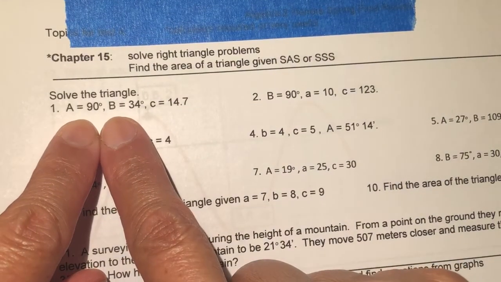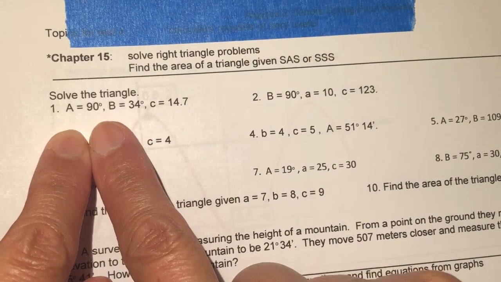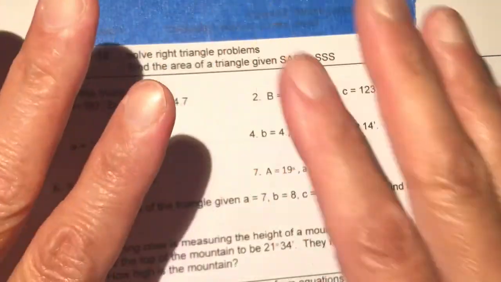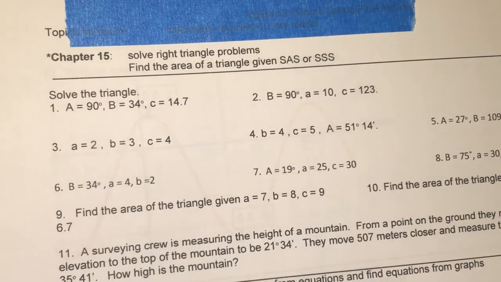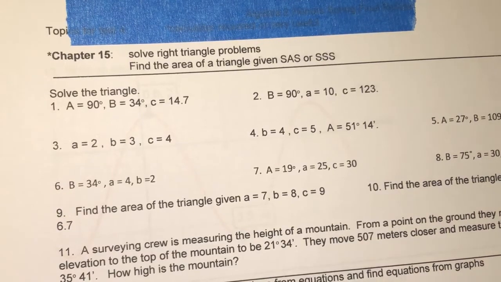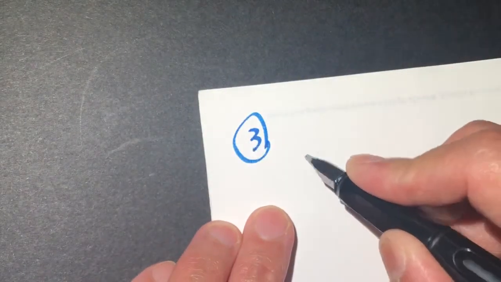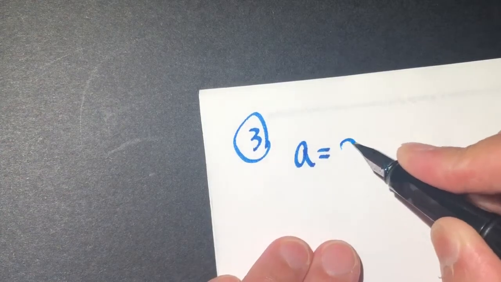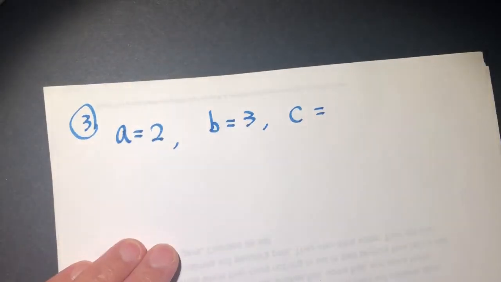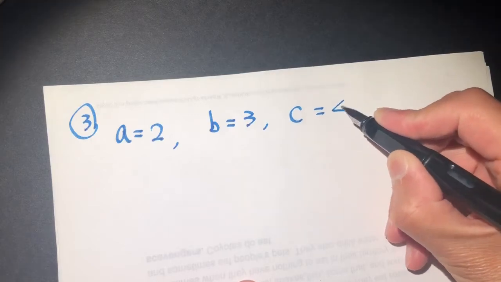The first triangle, question number 1, is 90-degree. It's a straight triangle. We will not need to work on that. I assume that we all know that. Okay, we start from question number 3. I copy the problem. Question number 3: A equal 2, B equal 3, C equal 4.